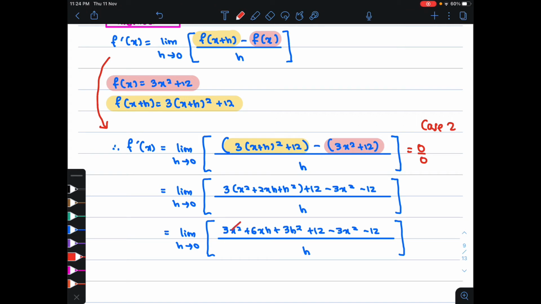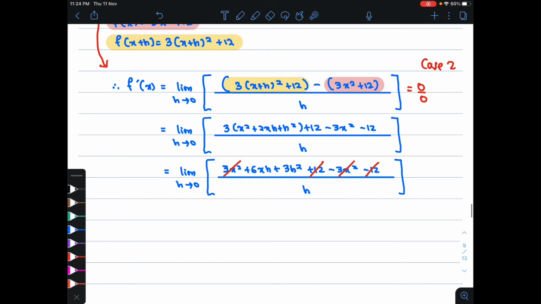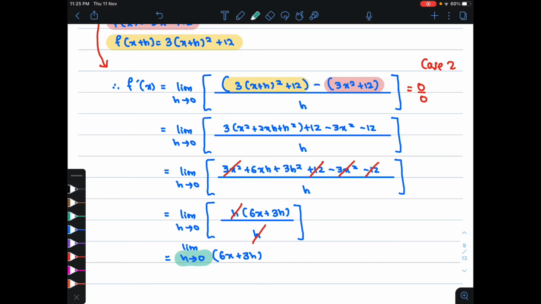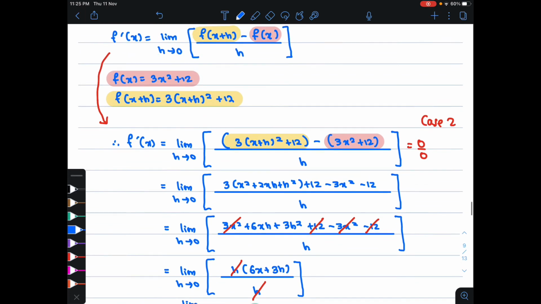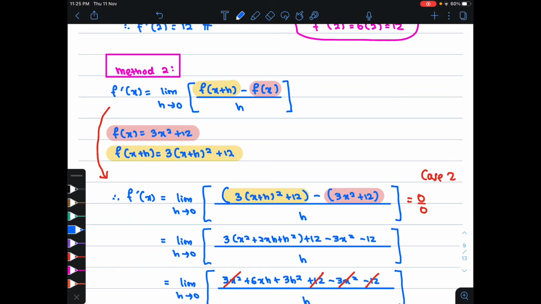So now we can actually cancel out 3x squared and 12. So it's just 6xh plus 3h squared in the numerator. Note that you can actually factorize h. So cancel out h from numerator and denominator. So it's actually just limit h approaches 0, 6x plus 3h. Substitute h equal to 0 into h, and we will get f prime x equal to 6x. But we're not done yet because what we need to find is f prime 2.